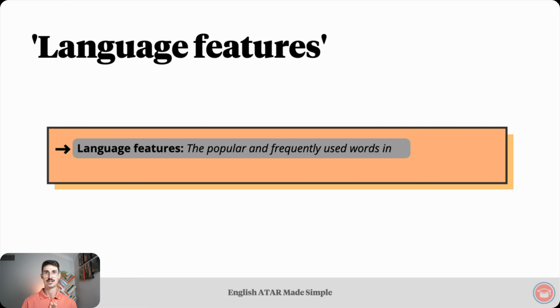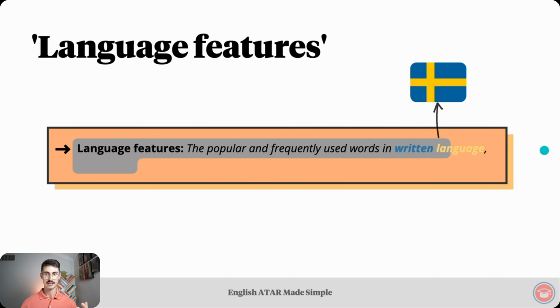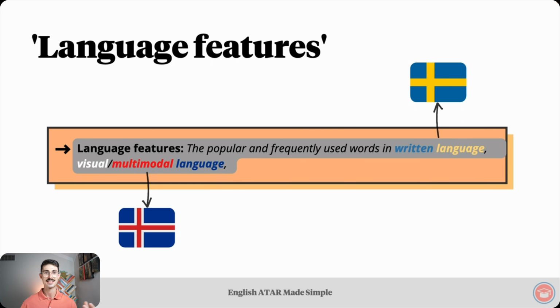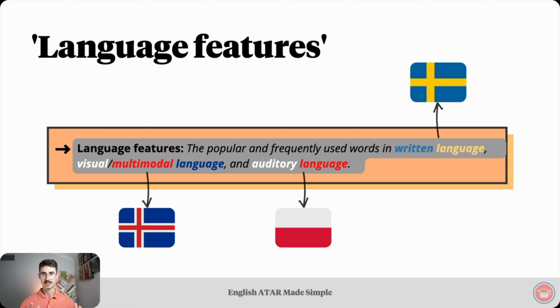This is our definition of language features. Language features are the popular and frequently used words in written language, Swedish, visual and multimodal language, Icelandic, and auditory language, Polish. Hopefully, this new understanding of language features makes the task of actually learning a bunch of language features far less daunting.